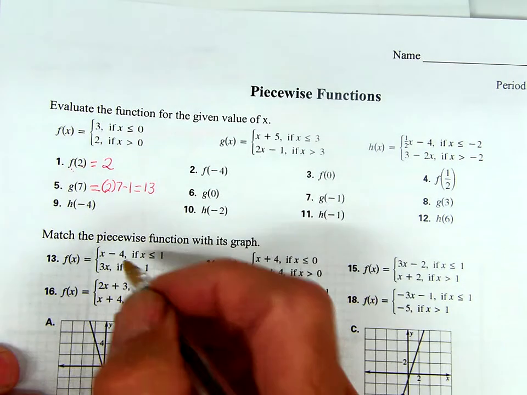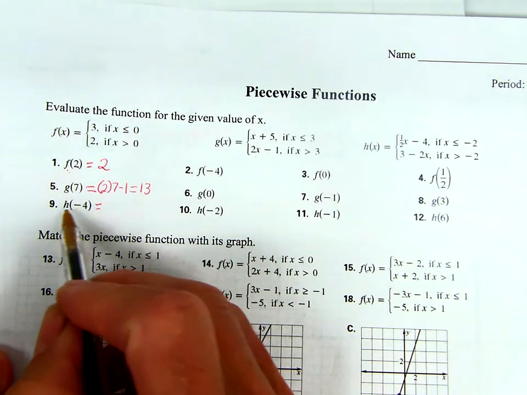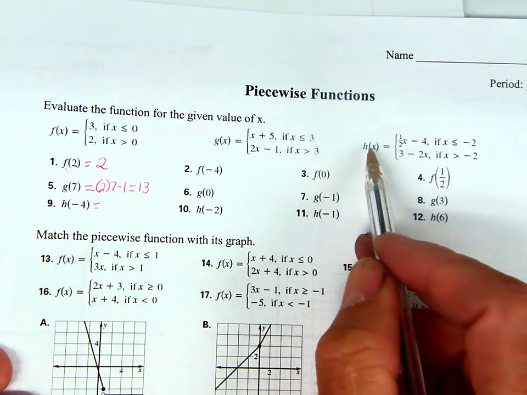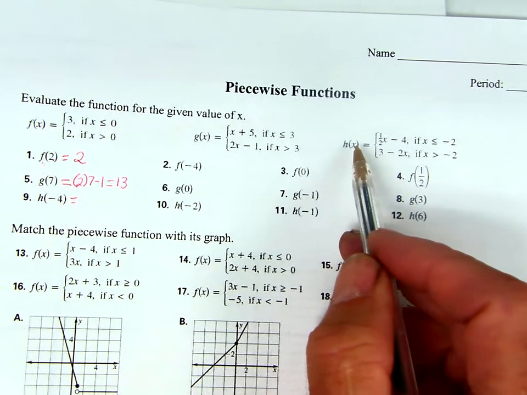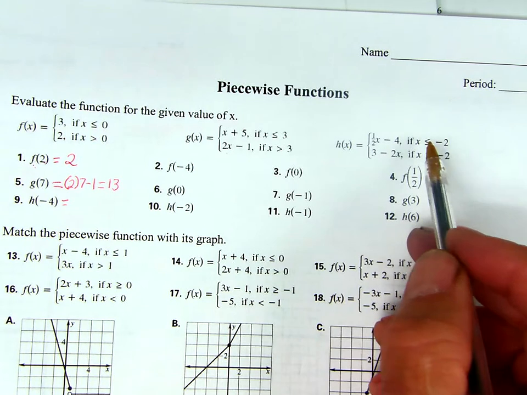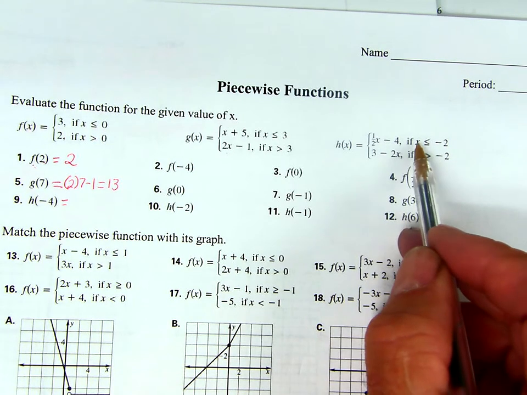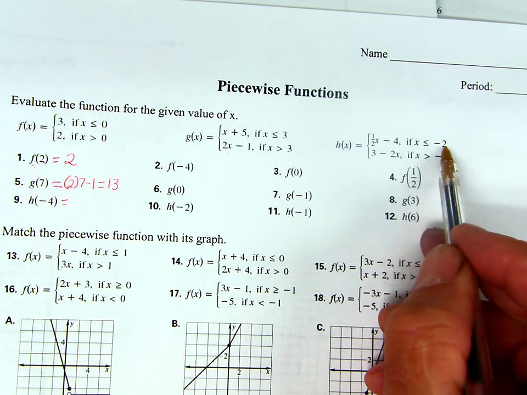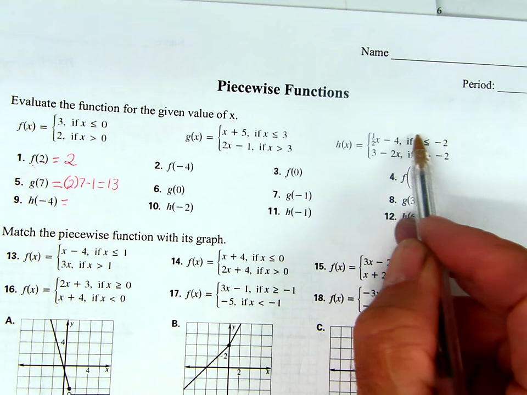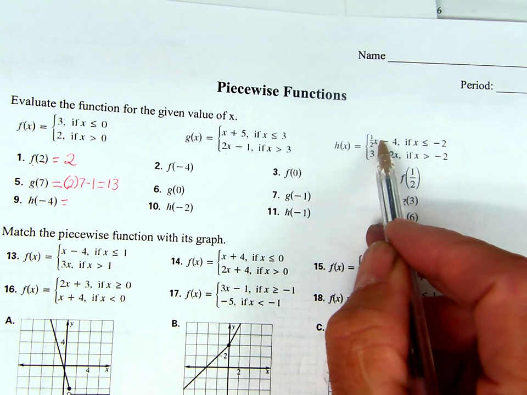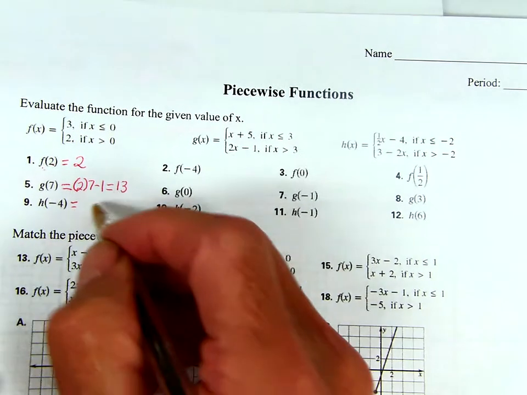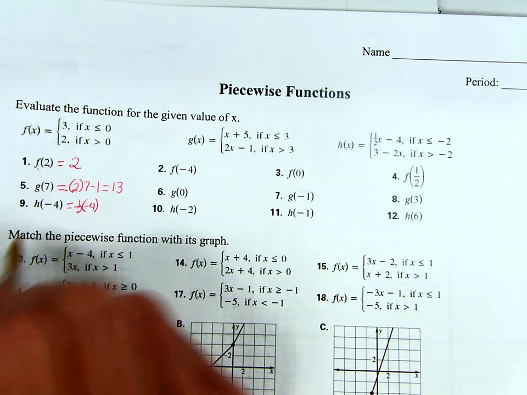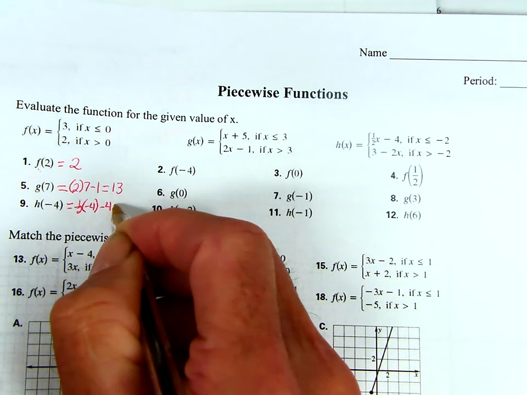Likewise on number 9, h of negative 4. That means we'll be using the function named h, and our input value is -4. Is -4 less than or equal to -2? Yes. So this is the function that we'll use. 1/2 times -4 minus 4.